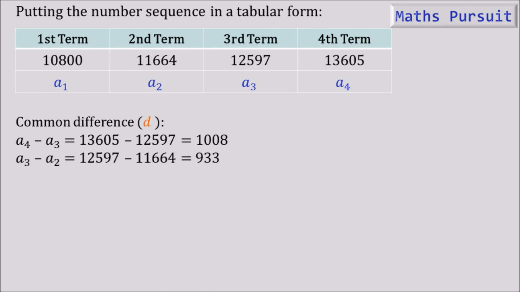Then A3 minus A2 is equal to 12,597 minus 11,664, that is equal to 933. Then A2 minus A1, that is second year minus first year, is equal to 11,664 minus 10,800, that is equal to 864. Guys, we will see that the differences we got here are not of the same number. These numbers are varying. In the first case we got 1008, then we got 933, then we got 864. So these numbers are varying.